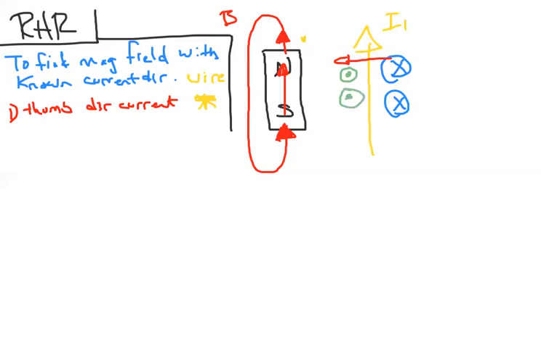And then on the front, you would curl your fingers this way. Okay, does that make sense? To completely wrap your hand around the wire, in front, your fingers would eventually curl to the right. So that's what we're saying.